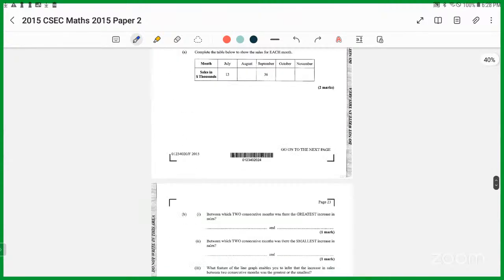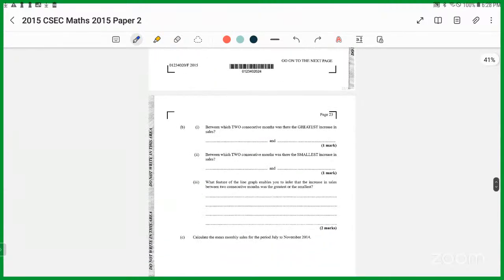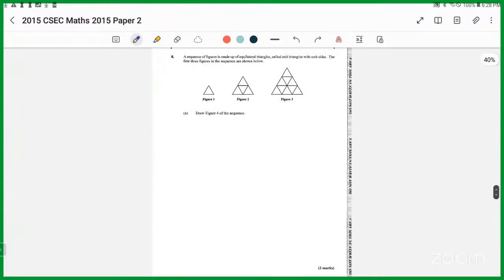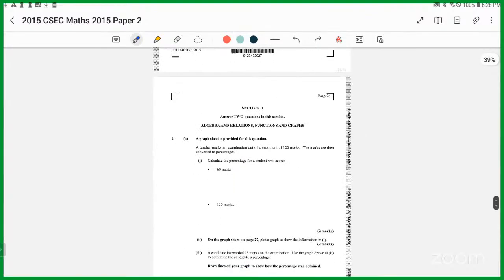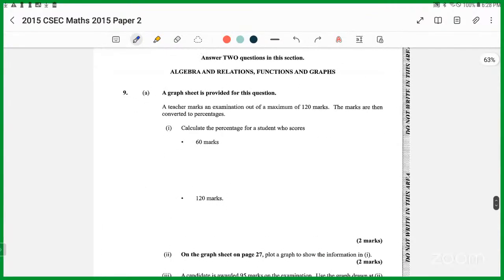Alright, so skipping over statistics. Statistics will come after we finish the measurement topics. This pattern topic will come closer to the exam as well. But I think I gave you number 9 to do. Yep, I'll give you number 9.